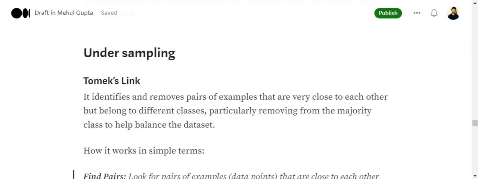Here we are trying to identify pairs of examples that are very close to each other but from different classes. Once such pairs are identified, we would be removing the majority class samples from that particular pair so that only the minority class samples remain, so that the model doesn't get confused. If two points are very close to each other, the model may get confused about which label to assign. So this is the whole idea.